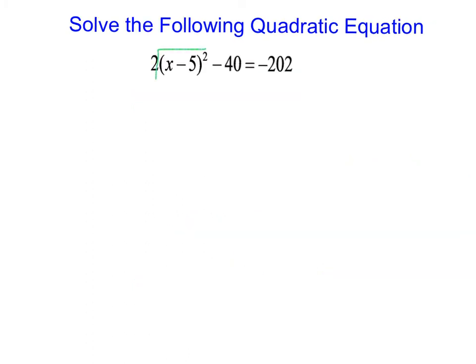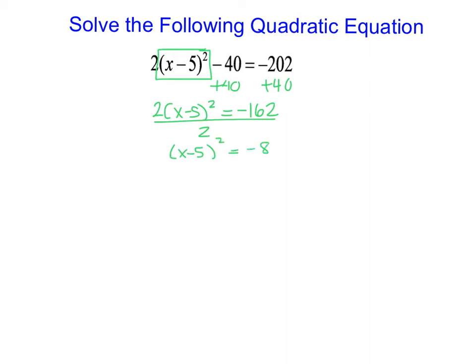So let's try another example together here. Note that we just have a single x in the problem and it's encompassed inside of a square. So our goal here is to get that x minus 5 quantity squared by itself first. So we're going to start by adding 40 to each side. So we end up with 2 times x minus 5 quantity squared is equal to a negative 162. Then divide both sides by 2, so we end up with x minus 5 quantity squared is equal to a negative 81.